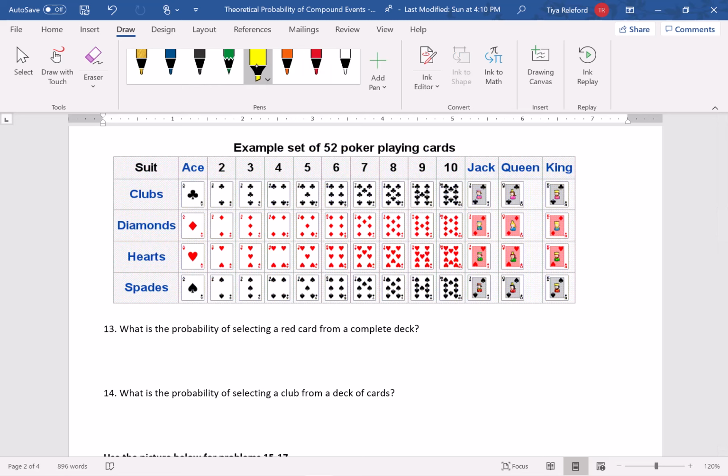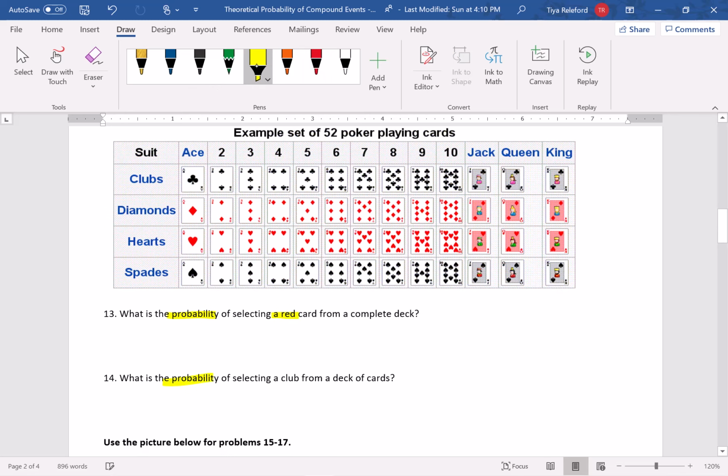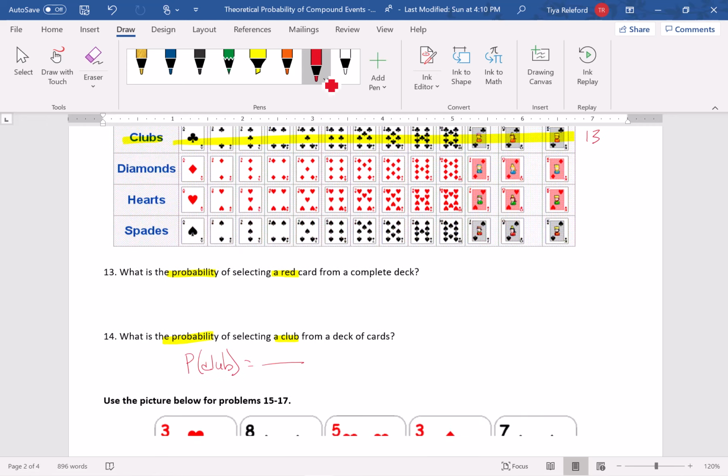All right, 13 says probability of getting red. 14 says probability of selecting a club. Here's your clubs. There are 13 clubs. So probability of a club, 13 is your top number, and 52 is your total.